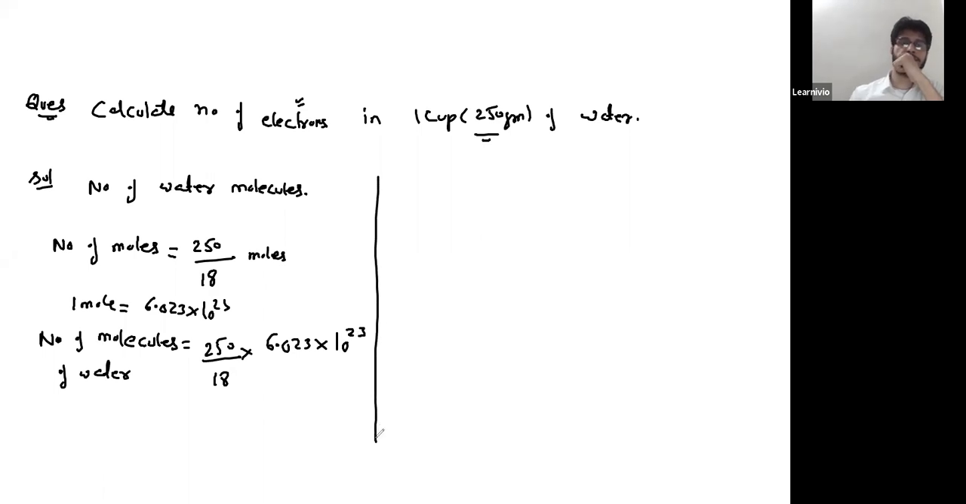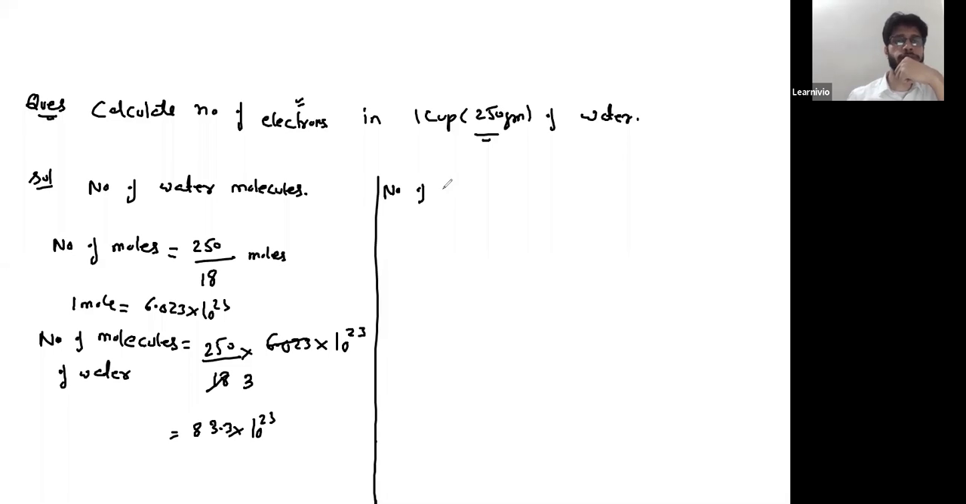So these are the number of water molecules, 250 by 18 into 6.023 into 10 raised to the power 23. Next, let's calculate, say, take this as 6. 6 3s are 18. I'm just rounding it off to 6. So 6 3s are 18, 3 8s are 24, then this is 10. 83.3 into 10 raised to the power 22. So the number of water molecules is 83.3 into 10 raised to the power 23.